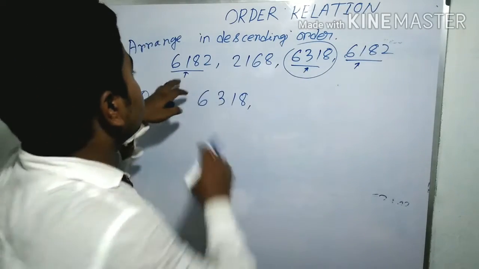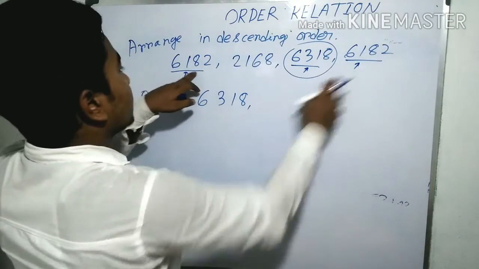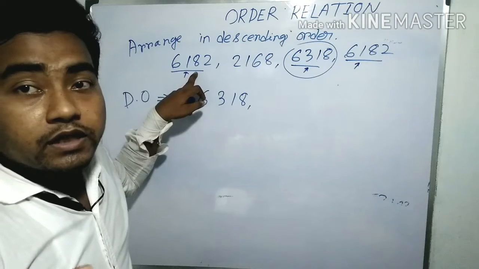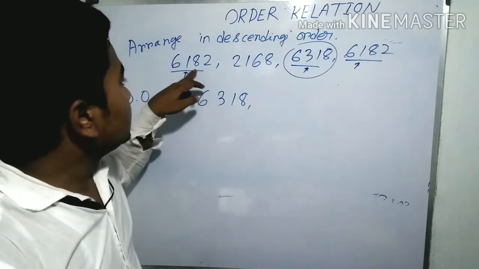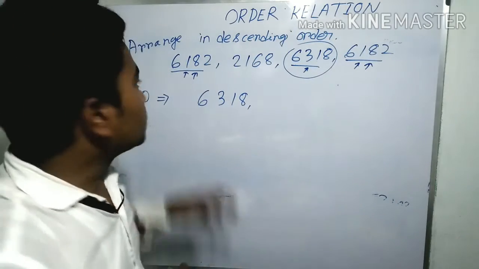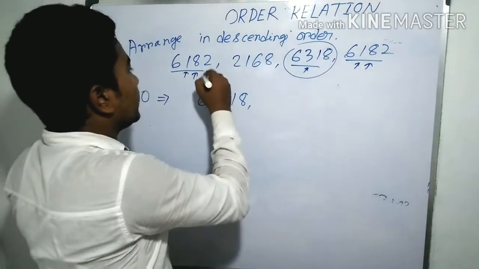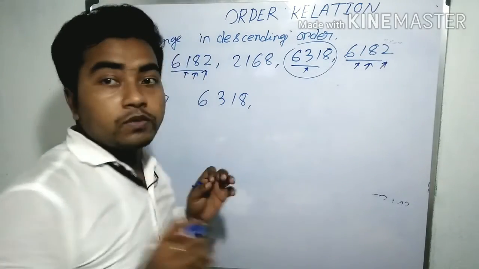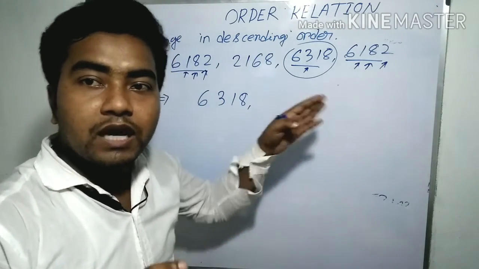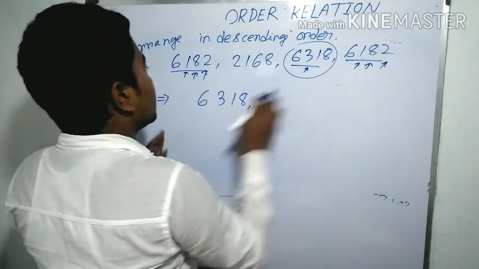Now compare the rest of the two numbers, this and this. Here the second digit is 1, here the second digit is also 1, so compare the third digit. Here the third digit is 8, and here it is also 8. Both are equal, so compare the next digit, that means 2. Here it is 2 and here it is also 2. So the digits are equal, that means the numbers are also equal. These numbers are equal, you can see here.